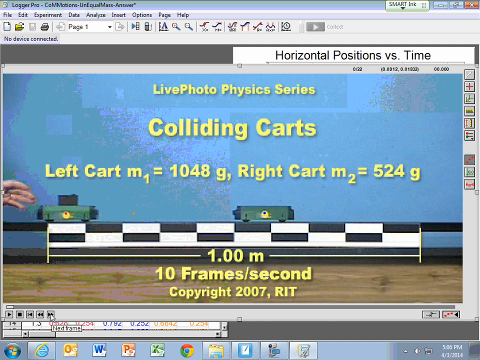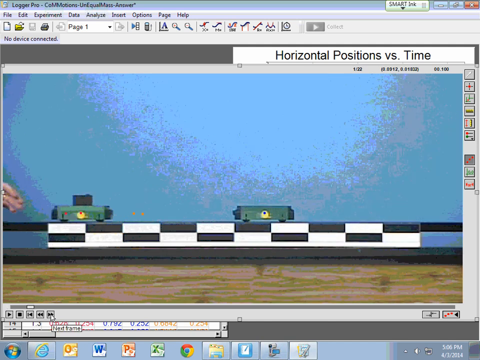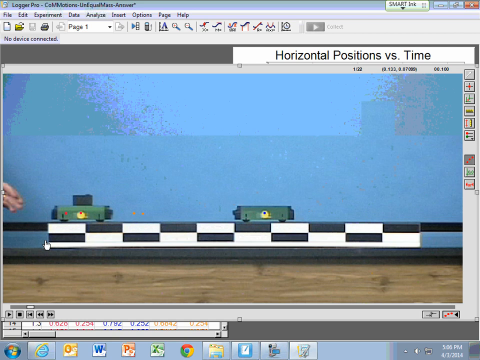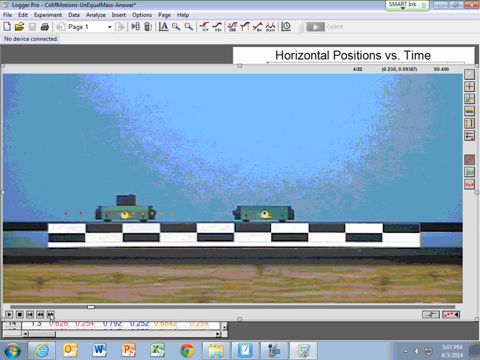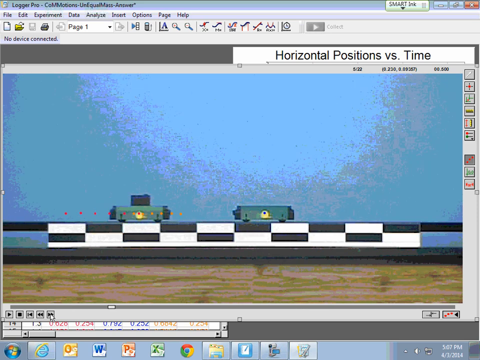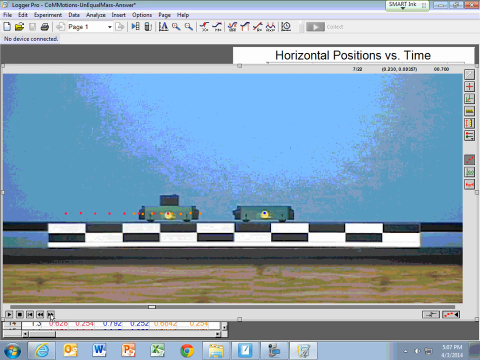And so as I look at this, if I look at the center of mass, this cart on the right is not moving. This cart on the left did move. And so if you calculate the new position of the center of mass, that's this dot right here. And so as I step through, we'll be able to see how the center of mass moves. And so because those dots are equally spaced, then the center of mass is moving at a constant velocity.